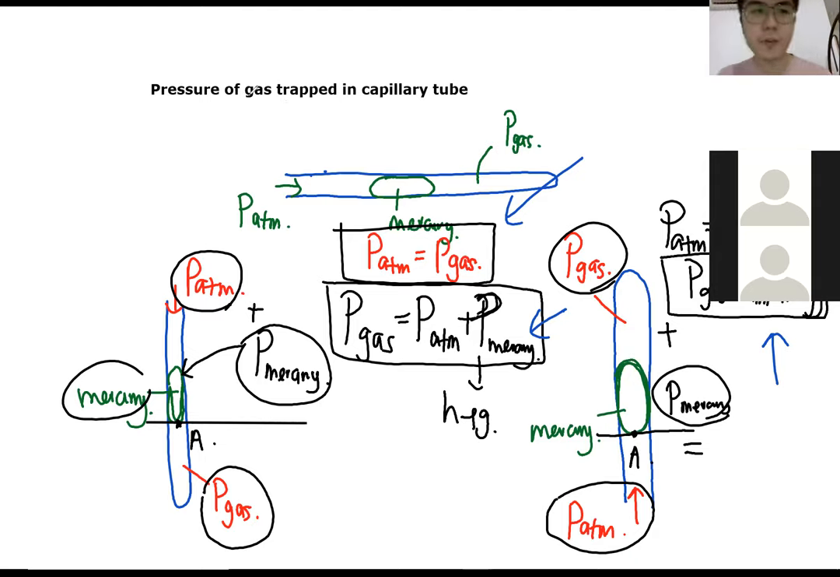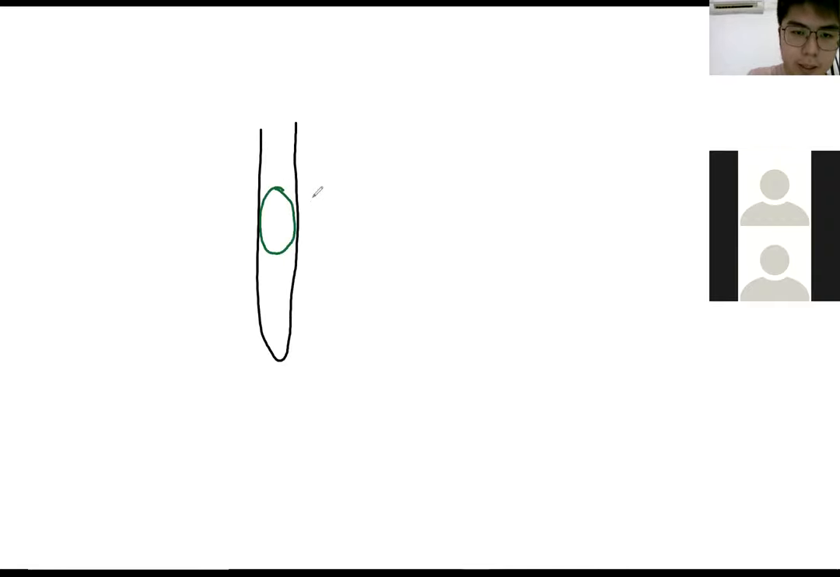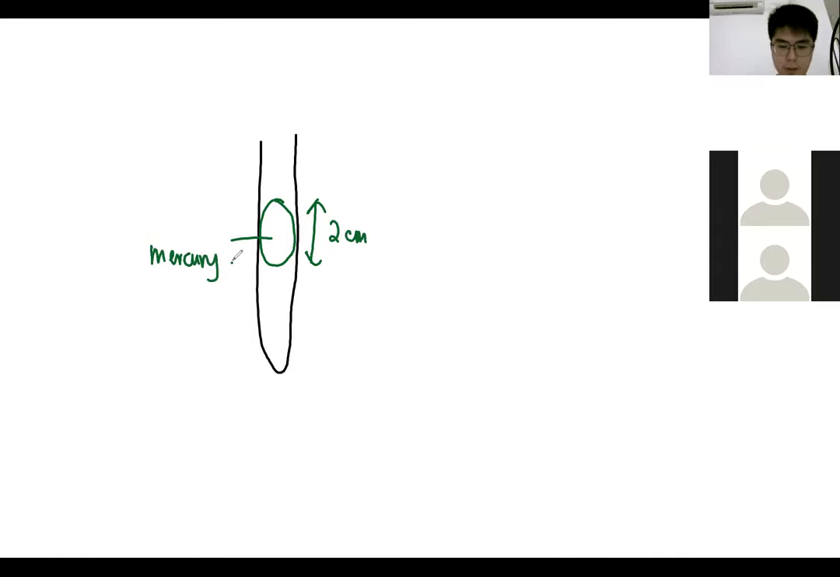Okay, let's look at a few simple examples of how to calculate this one. Now the same capillary tube. See, I draw it. Upright. And let's say the length of this is 2 cm mercury. Okay, 2 cm mercury.